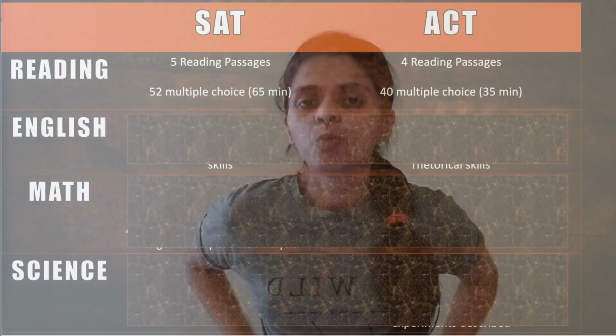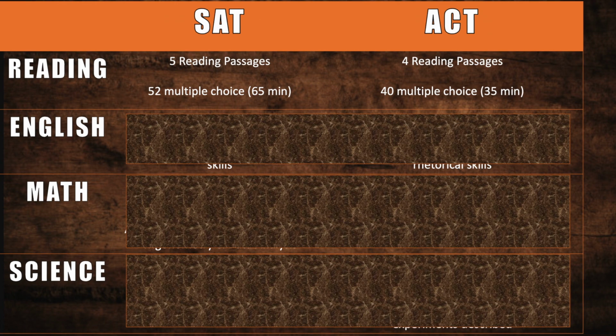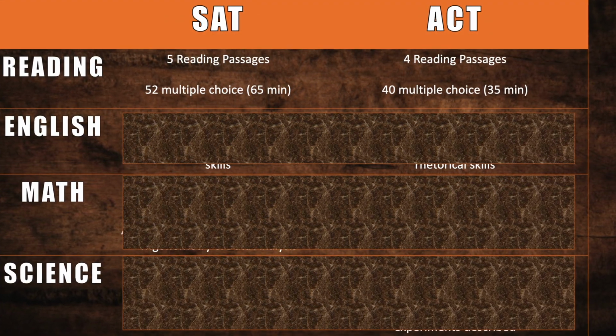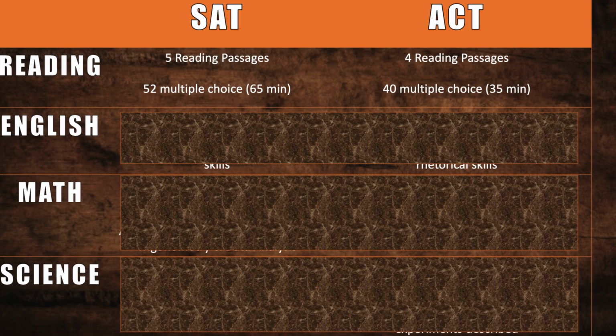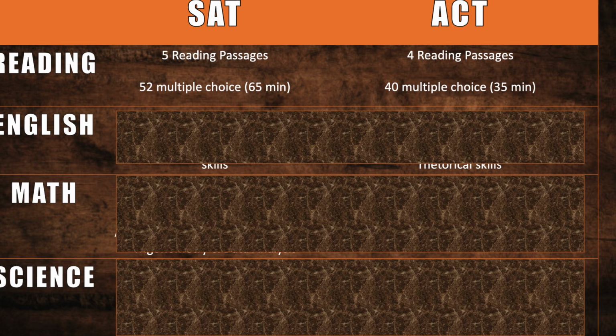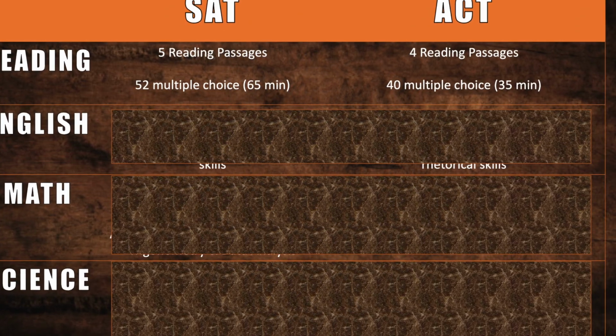First topic, reading. Now the reading section for the SAT consists of 5 different passages. First one's always literary, and the next 4 are a shuffle up between social studies slash history and science. So the reading section for the SAT has 52 questions to be completed in 65 minutes.